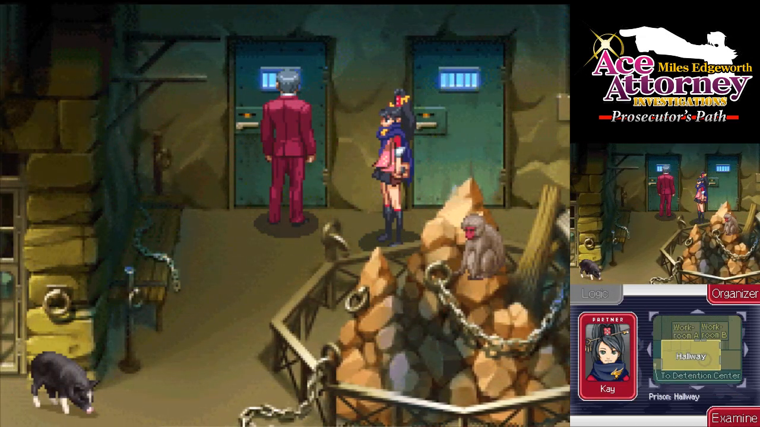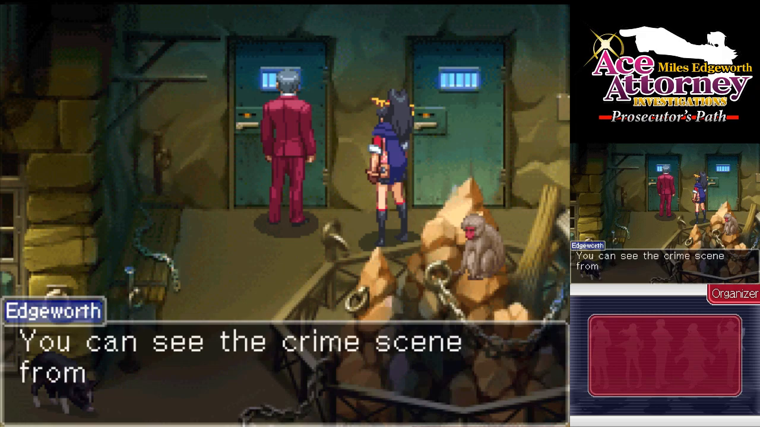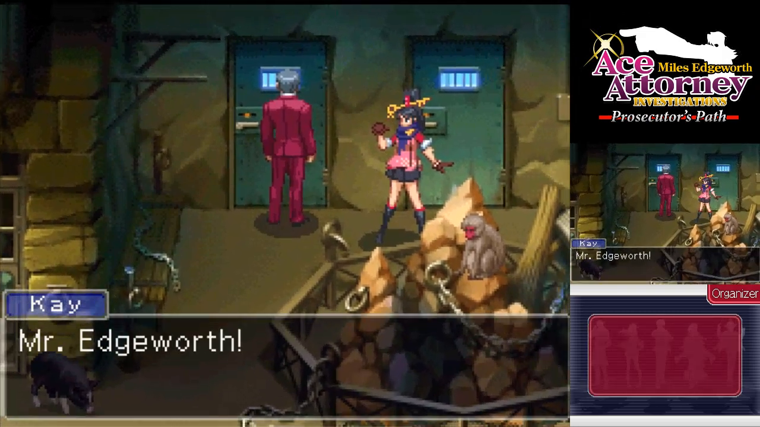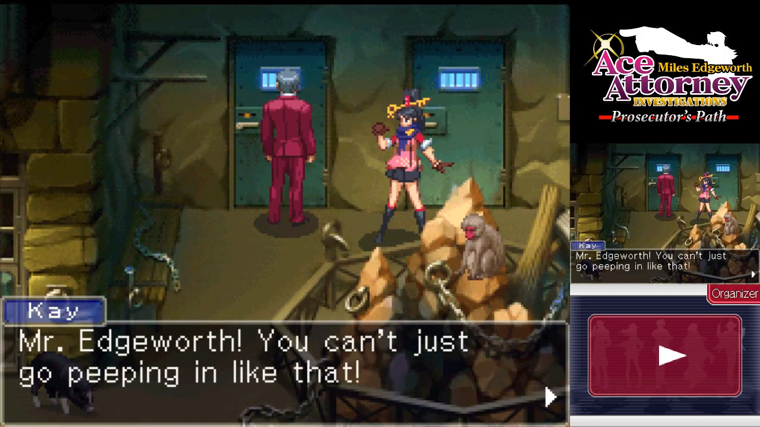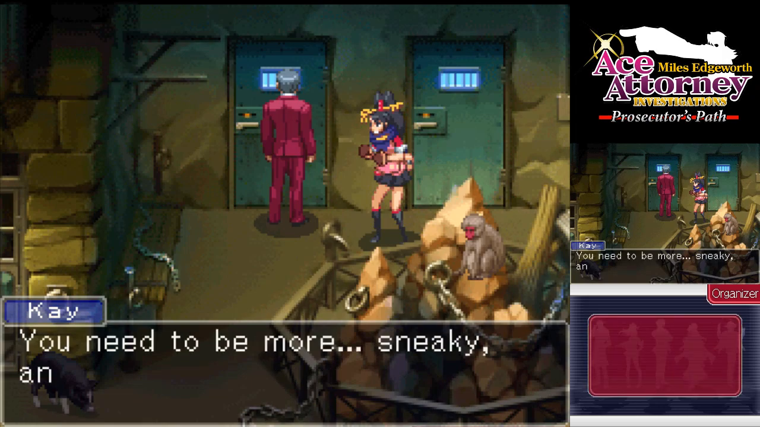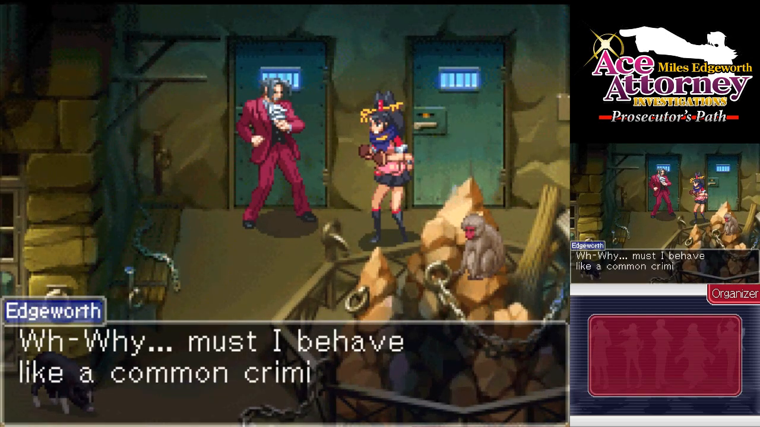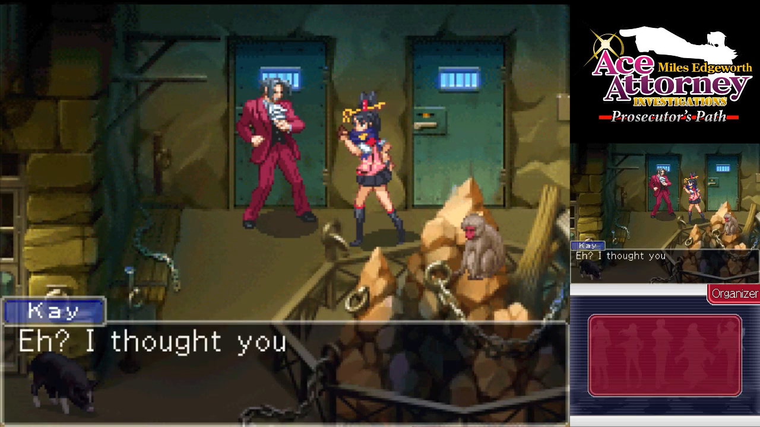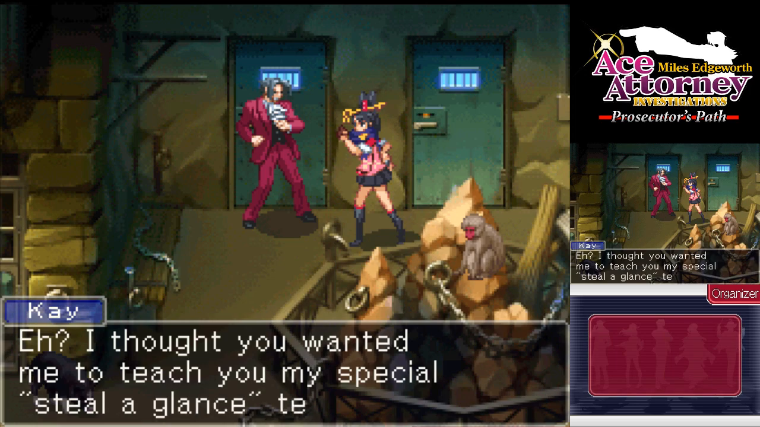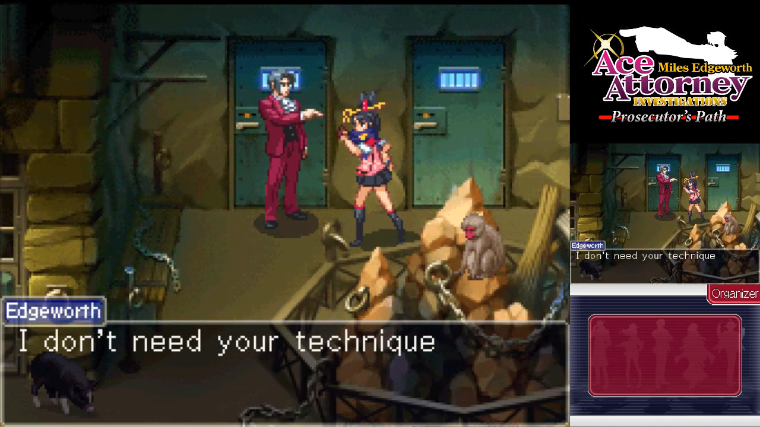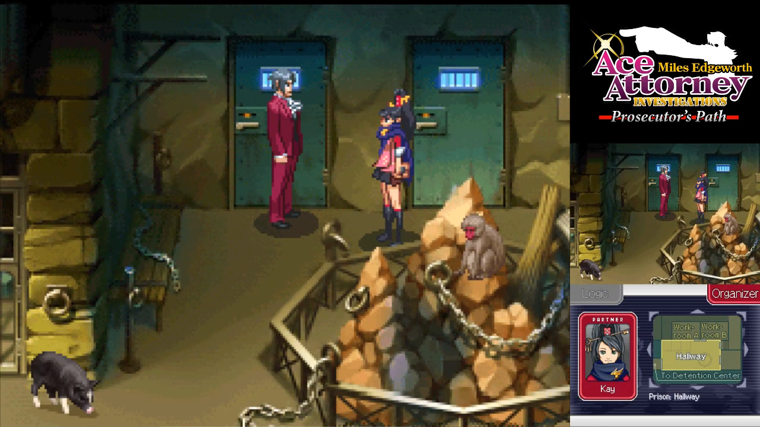Okay, so let's see. You can see the crime scene from these small windows. Mr. Edgeworth, you can't just go peeping in like that. You need to be more sneaky and check your surroundings. Why must I behave like a common criminal? Eh? I thought you wanted me to teach you my special steal-a-glance technique. I don't need your techniques.